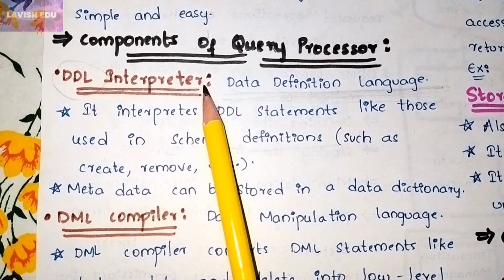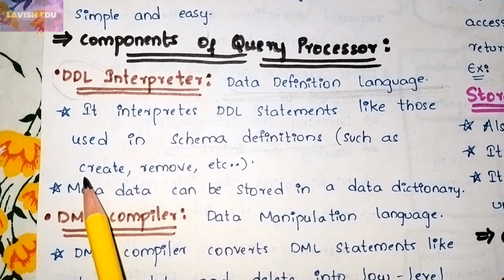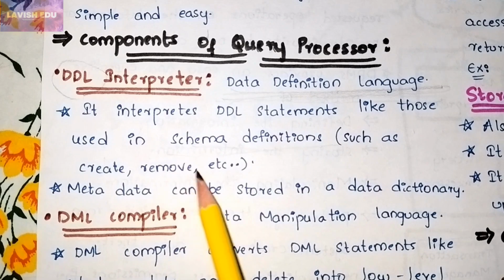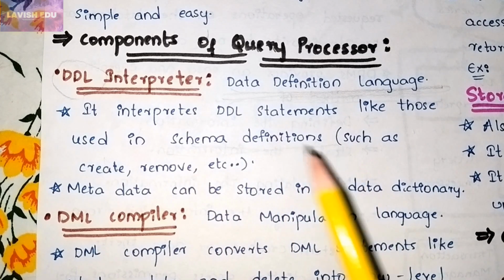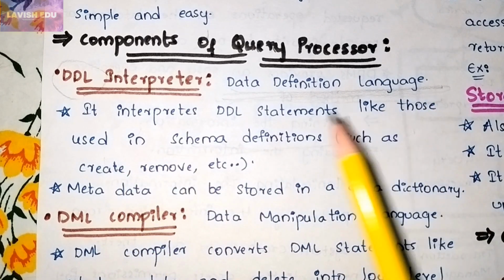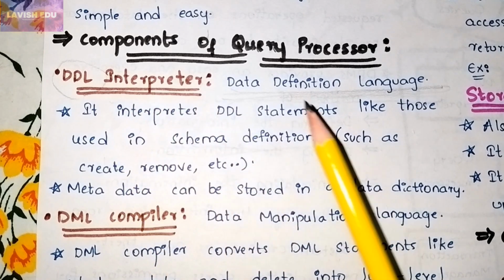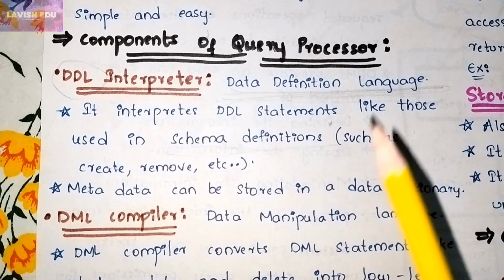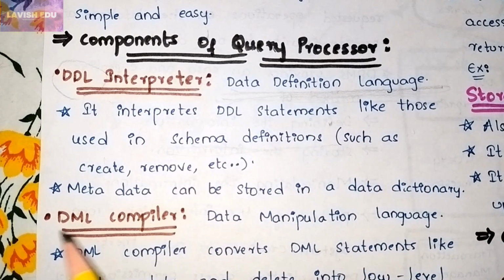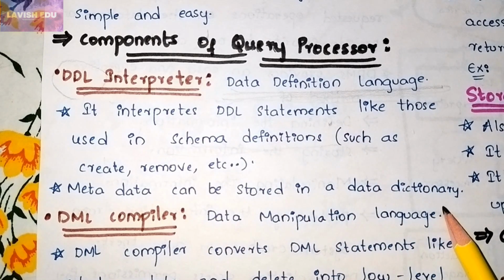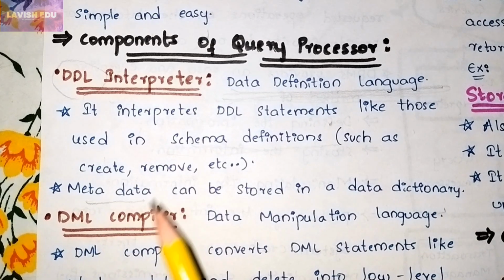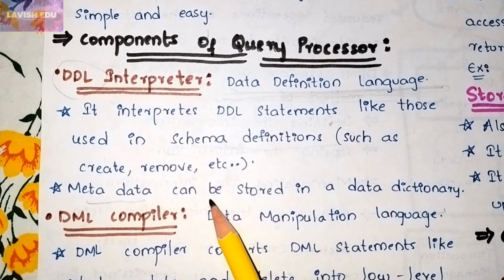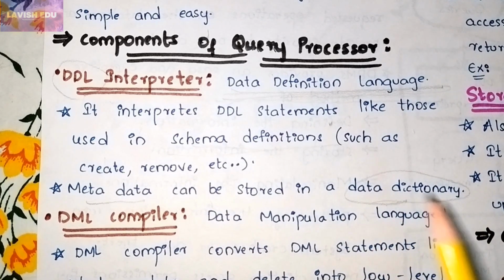So what this DDL interpreter does is, when keywords like create and remove are seen in our syntax during the data abstraction or data retrieving process, the DDL interpreter interprets these DDL statements, makes these operations easy, and sends them to the storage manager. Metadata can be stored in the data dictionary. Metadata means data about the data, that is, information about the data, and it is stored in the data dictionaries.